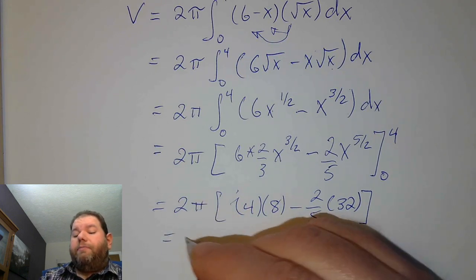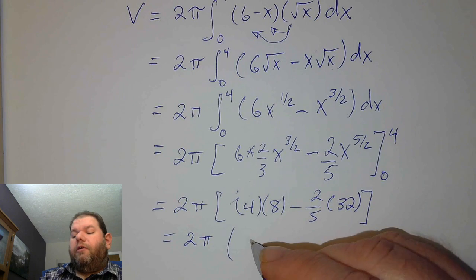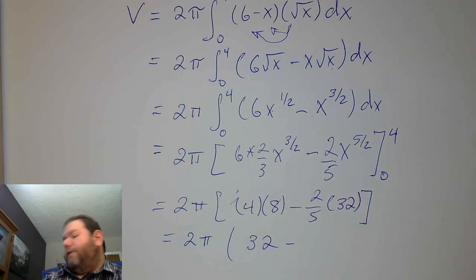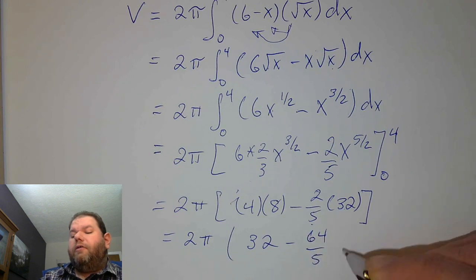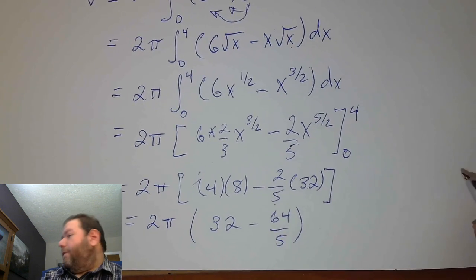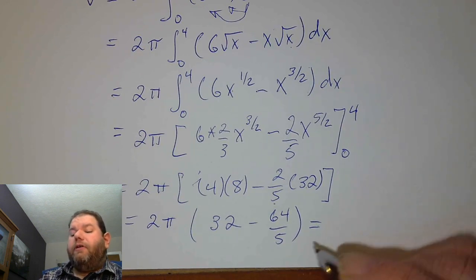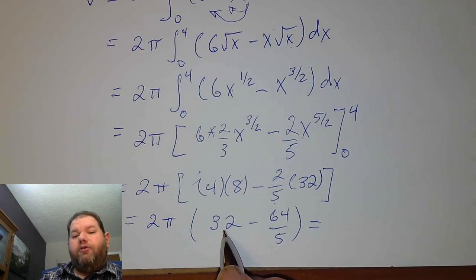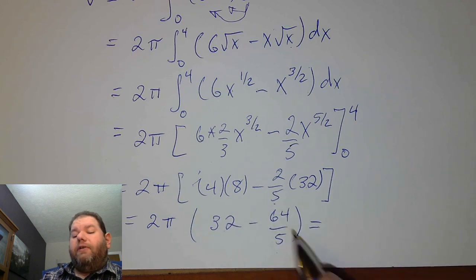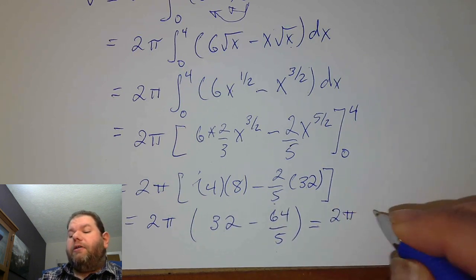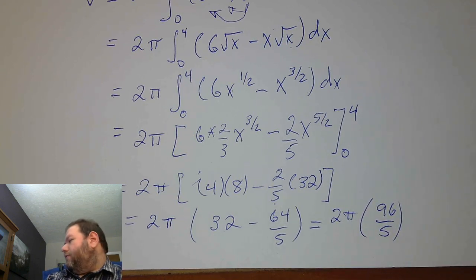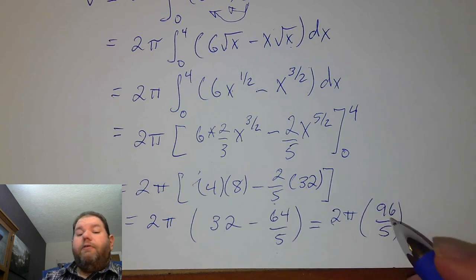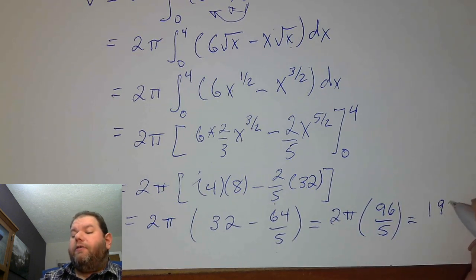So looking at what we end up with, we end up with 32 minus, this will be 64/5. And if we actually combine those, that's 5 times 32, which is 160, minus 64 makes 2 pi times 96/5. And we can then multiply 2 times that top number, so it's 192 pi over 5.